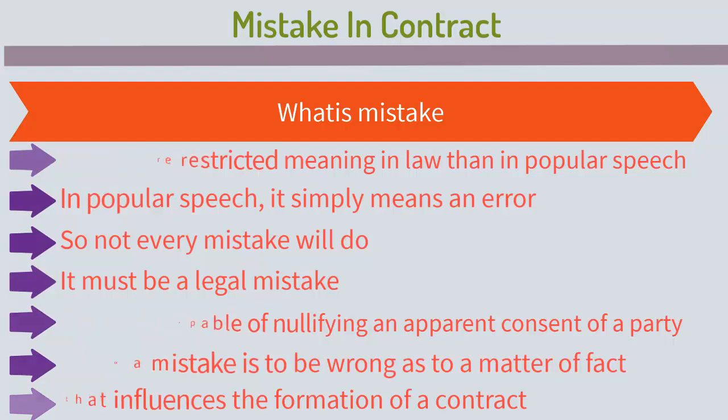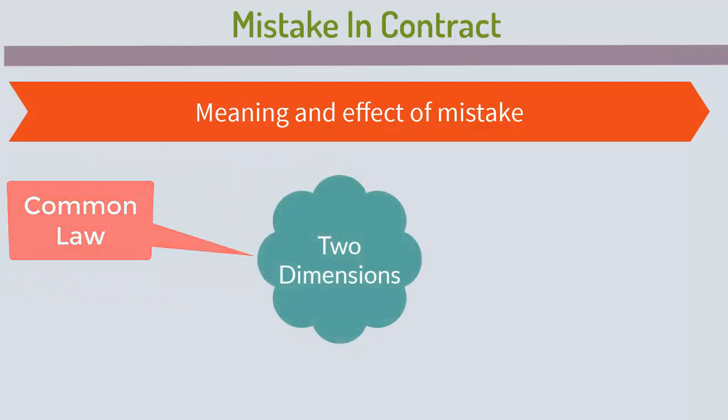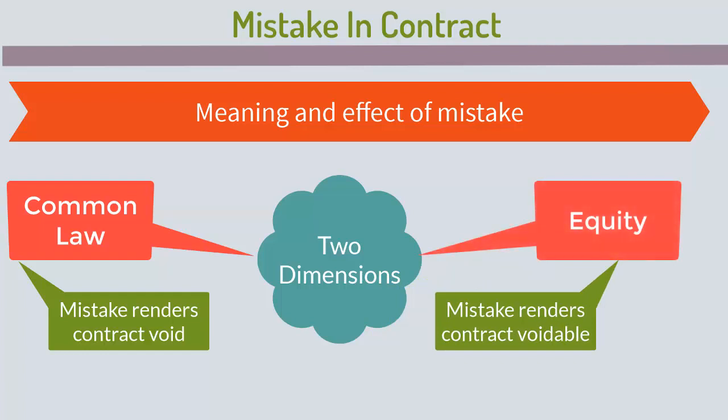Now, what then are the effects of mistake in contract? We will discuss this in two dimensions, from the common law perspective and from the perspective of equity. At common law, mistake renders an apparent contract void ab initio. Under equity, if it's a case that can be dealt with not at common law but in equity, the court in exercise of its equitable jurisdiction to grant a decree in personam may grant specific relief against the consequences of mistakes without declaring the contract a nullity.